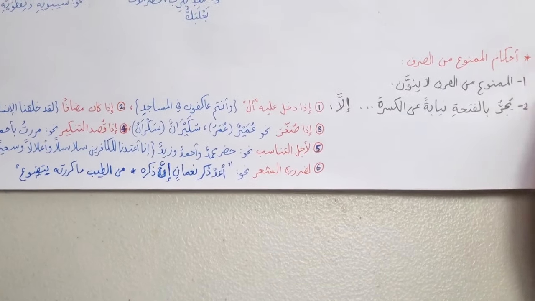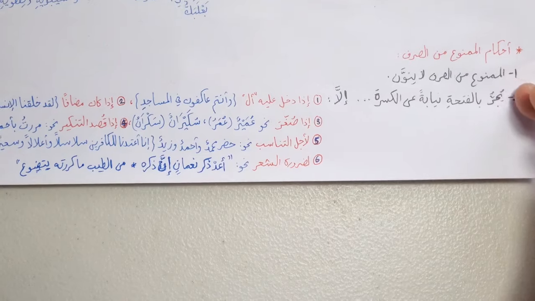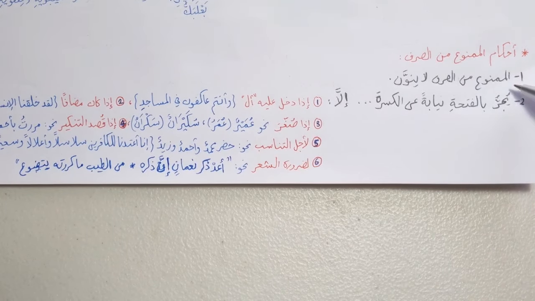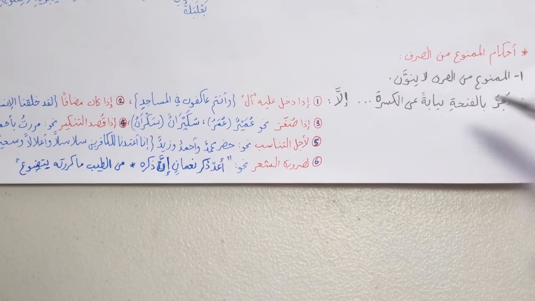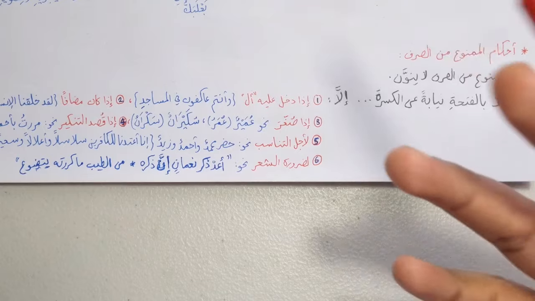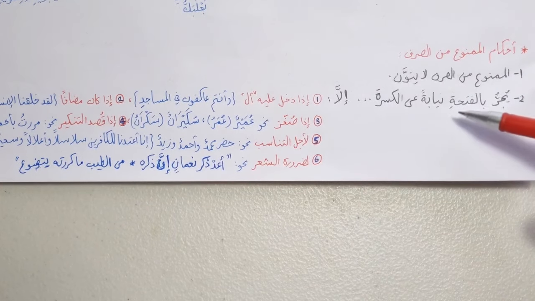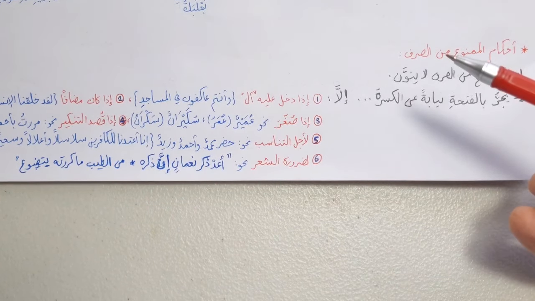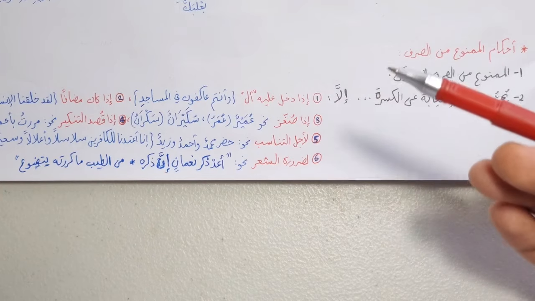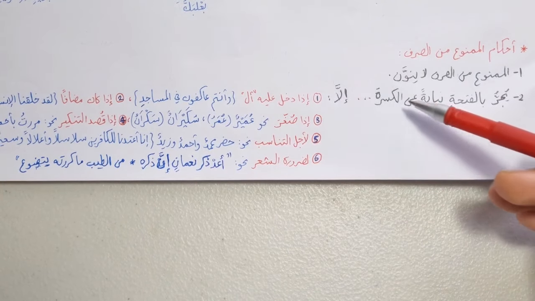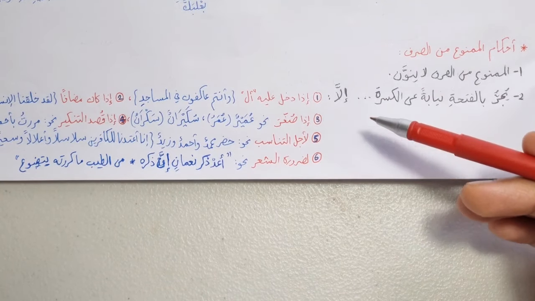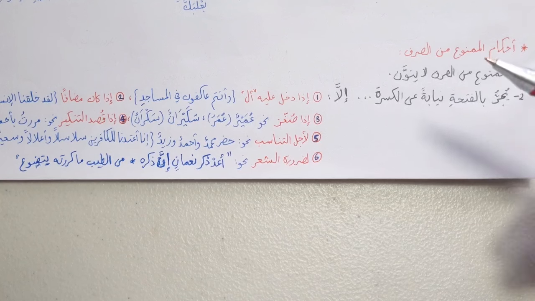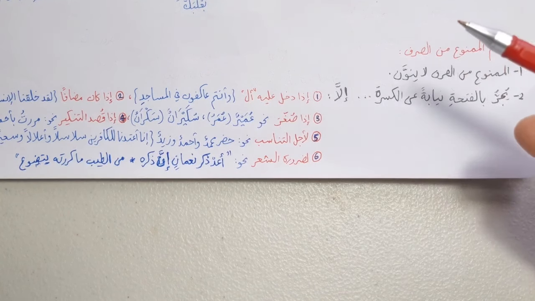Ahkam al-mamnu' min as-sarf, the rulings of the mamnu' min as-sarf. There's two main things that we need to bear in mind. First, al-mamnu' min as-sarf la yunawwan. The mamnu' min as-sarf does not take tanween. That's the whole point. Secondly, yujarru bil-fatha. When mamnu' min as-sarf nouns are majroor, the sign of it being majroor is fatha, niyabatan al-kasra, instead of taking a kasra. So, ahdaytu or sallamtu ala ahmada.